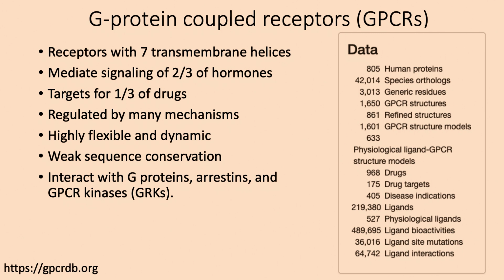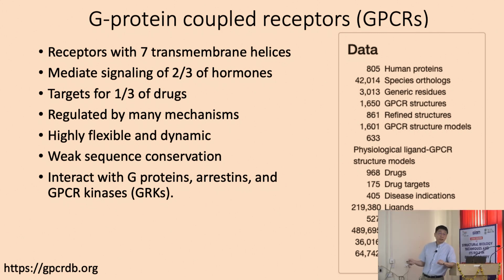In contrast to protein kinases, which I mentioned are all highly homologous, you can do an alignment. GPCRs are much less conserved in sequence. They're conserved at the structural level, but not much at the sequence level. And as the name suggests, G protein coupled, these receptors couple to G proteins, but it doesn't have to be a G protein. It could also be arrestins or GRKs.